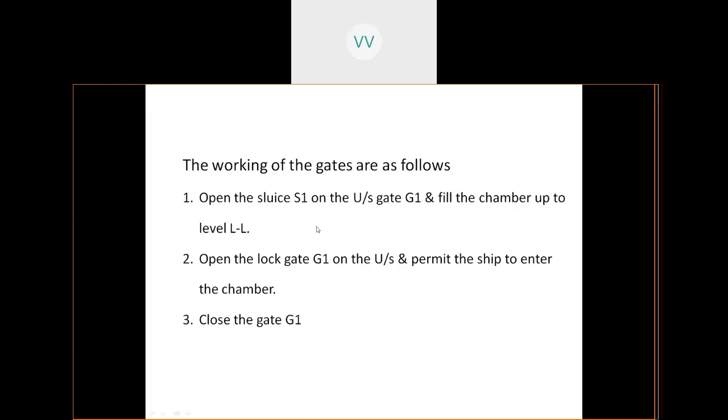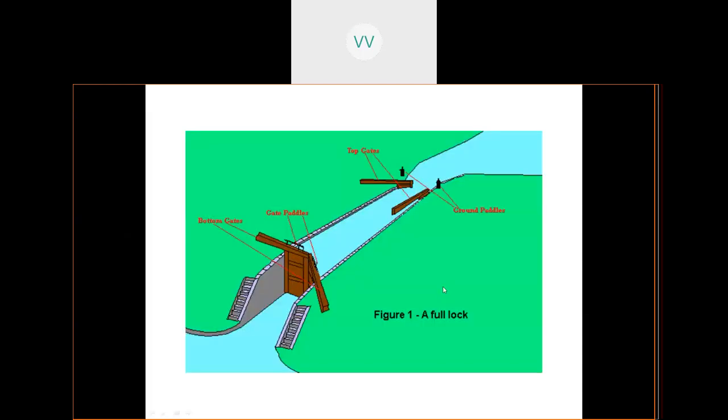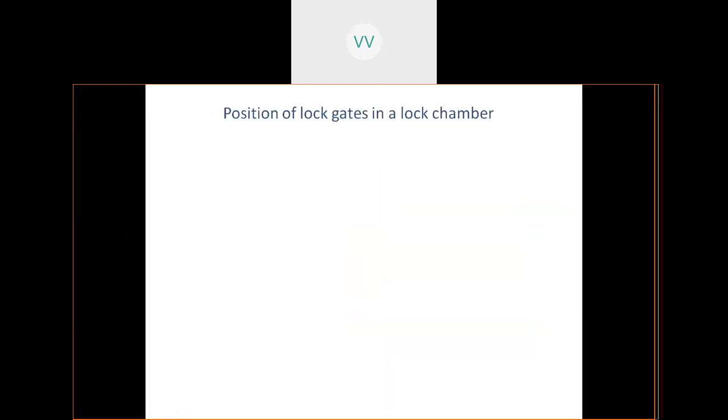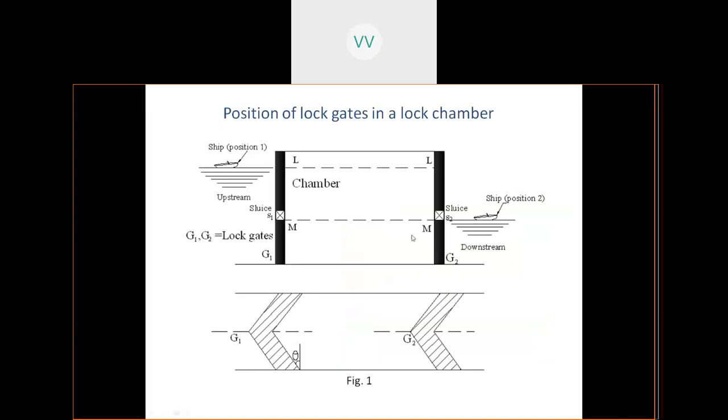That means up to the upstream level. Then open the lock gate G1 on the upstream and permit the ship to enter the chamber. Then close the gate G1 and then open the gate G2 or the sluice S2. Then you are going to permit the water to move out, and along with that the ship is also going to move out. So this way you are going to make the ship move from the upstream to the downstream level.